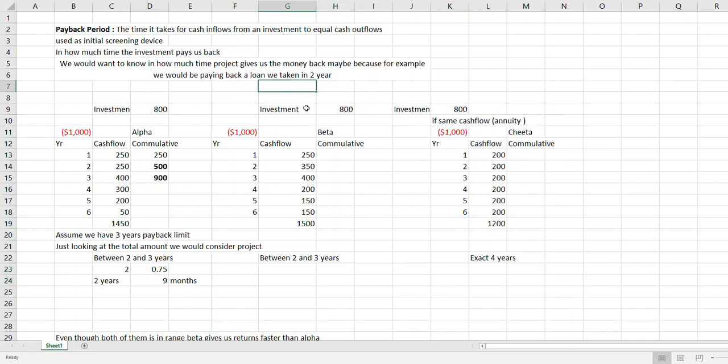And our limit is 2 years. We want our money to be taken back within 2 years. So which project should be considered?